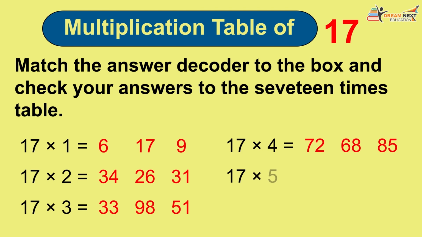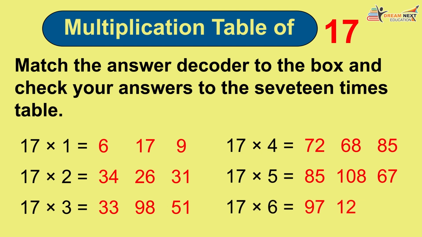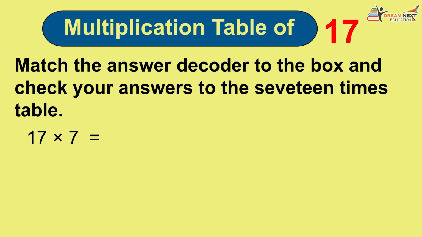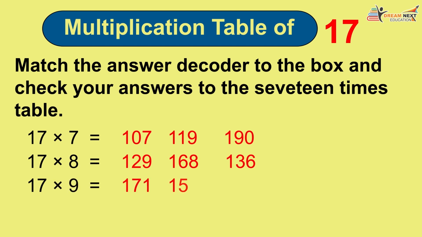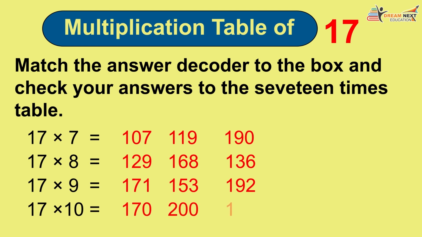68. 17 into 5 is equal to 85, 108, 67. 85. 17 into 6 is equal to 97, 120, 102. 102. 17 into 7 is equal to 107, 119, 190. 119. 17 into 8 is equal to 129, 168, 136. 136. 17 into 9 is equal to 171, 153, 192. 153. 17 into 10 is equal to 170, 200, 199.